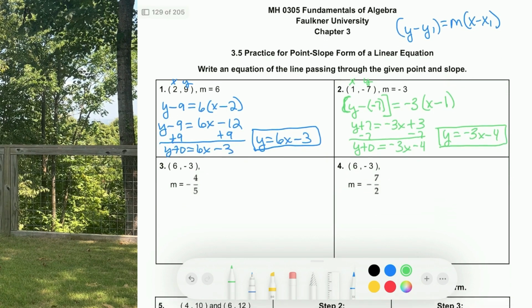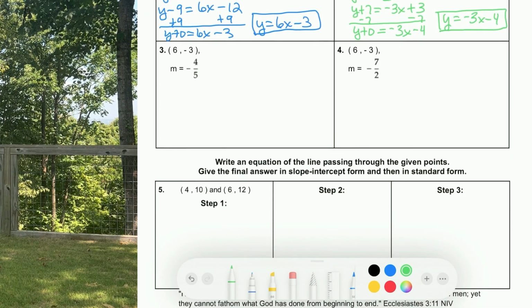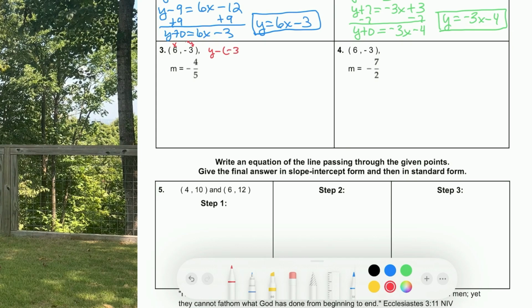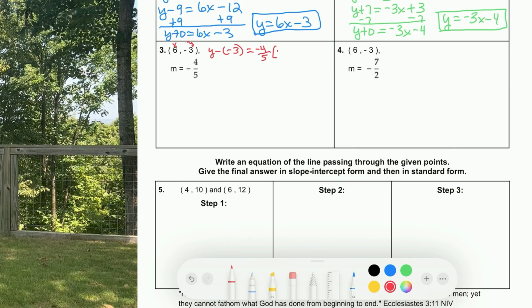So not so bad so far. Number 3, I have x here and y here, and then I have my slope. So let's fill in our pieces. We have y minus our y value, which is, I actually blocked it. I can't even read it. So that's a negative 3 equals our slope, negative 4/5, times x minus our x value, which is a 6.